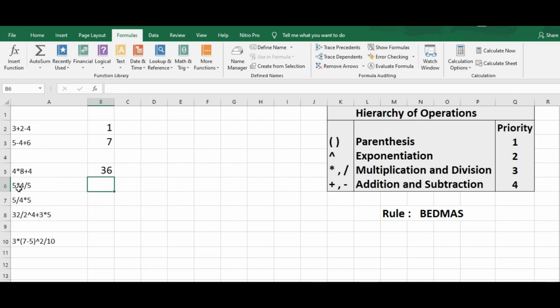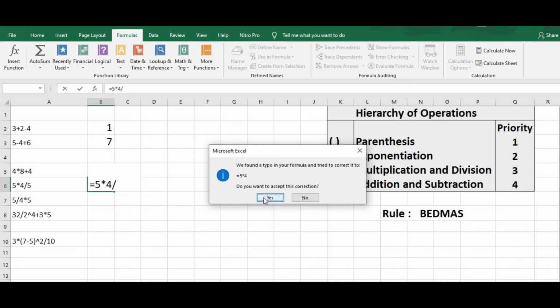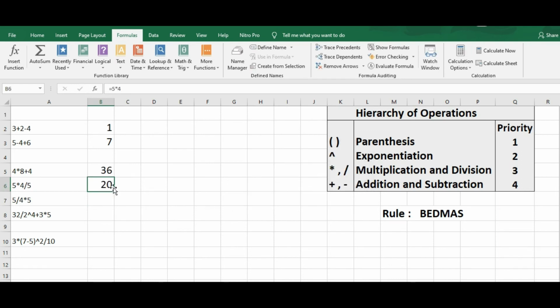Next one. Before evaluating, as we know that multiplication and division, both operators have the same precedence, again Excel evaluates the operators from left to right, and since we have the multiplication operation at our left, this multiplication operation will be evaluated first, followed by the division operation. So equals to 5 multiplied by 4 divided by 5. Enter. This one is 4.